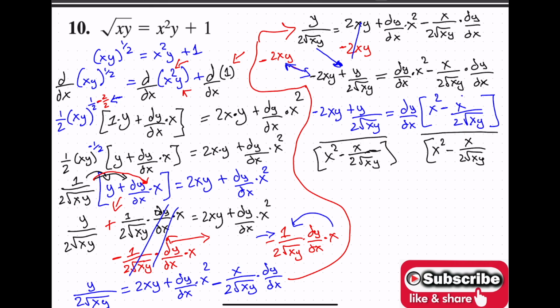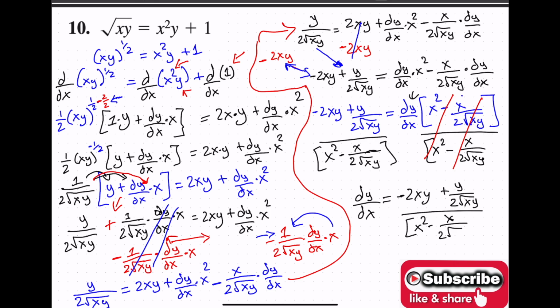Okay, now that I have all of the terms like that, I can eliminate here, and all I have now is dy/dx. All I'm doing is I'm rewriting. Since this term is isolated, dy/dx is equal to negative 2xy plus y over 2 square root of xy, all over x squared minus x over 2 square root of xy.